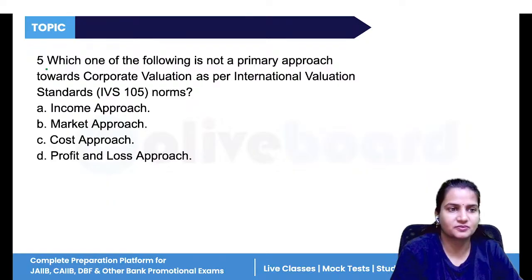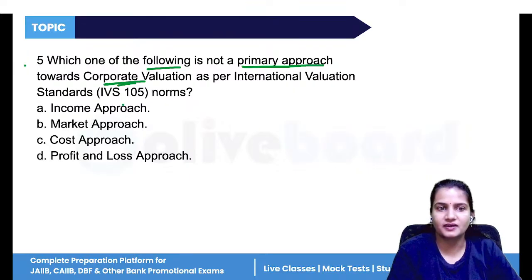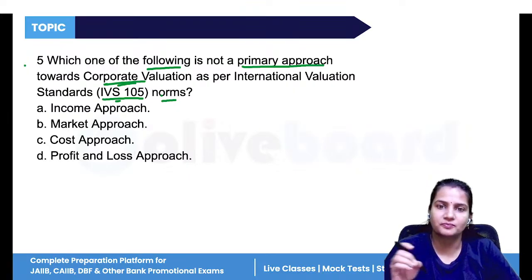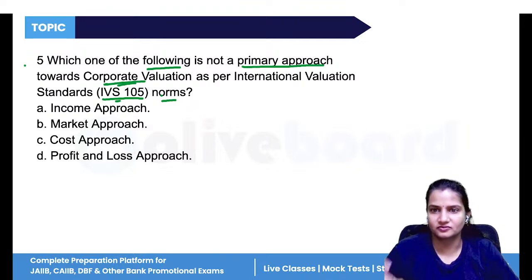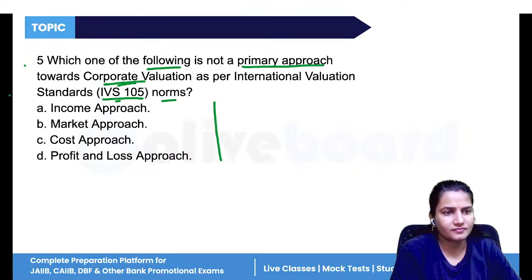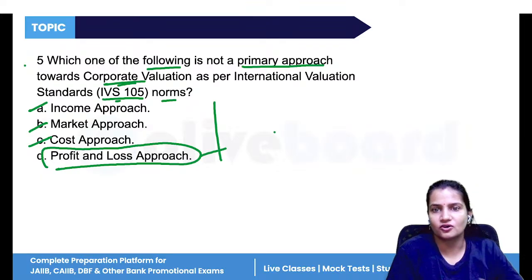Now, next question number 5. Which one of the following is not a primary approach towards corporate valuation as per IBS 105 norms? Which of the following is not an approach that comes under corporate valuation? Among all the four, income approach is there, market approach is there, cost approach is there. But the profit and loss approach is not any type of approach related to corporate valuation.